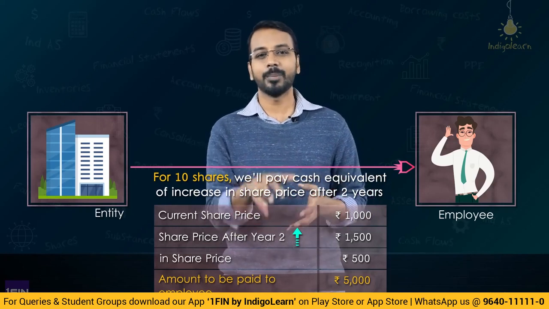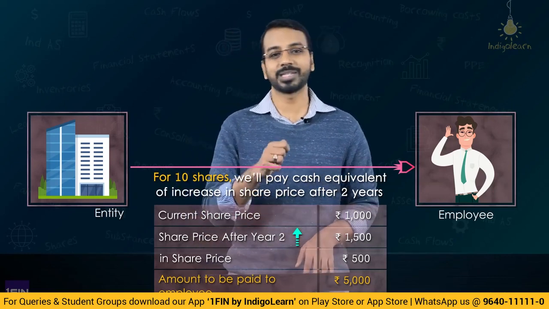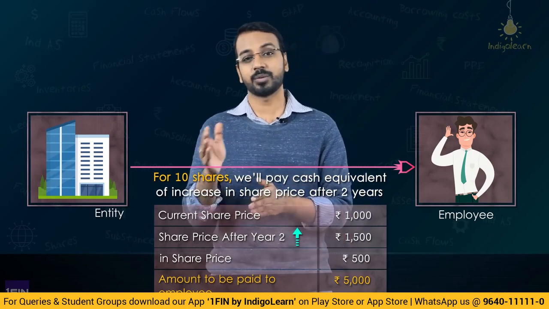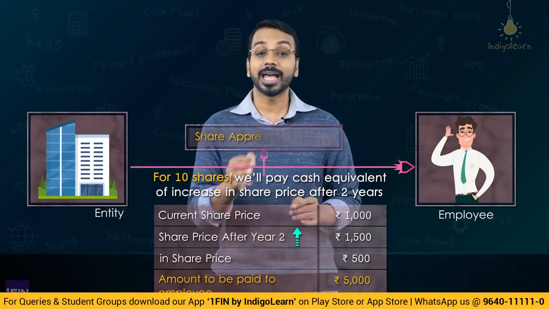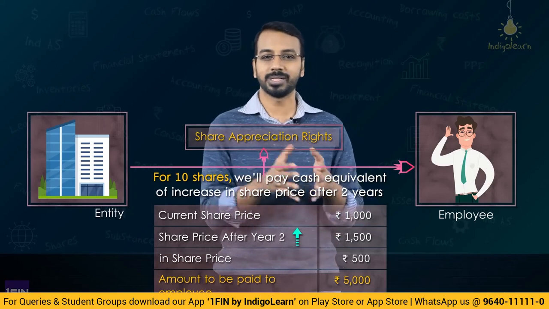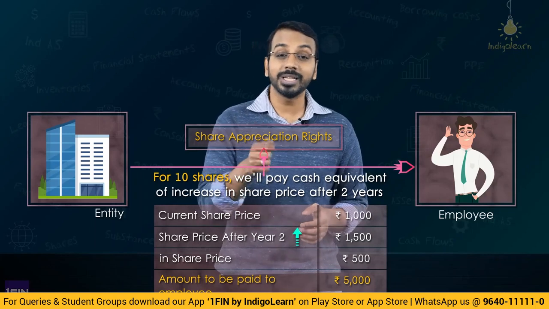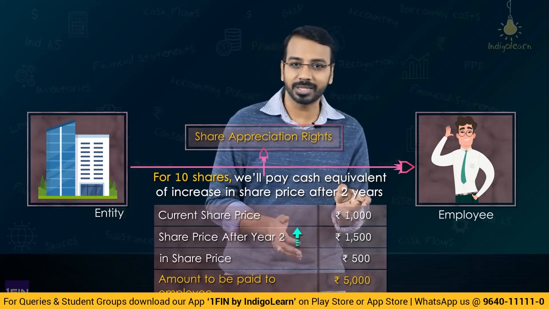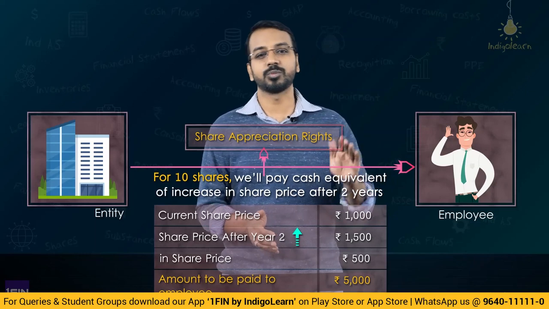Now, in this case, the employee does not take any shares. The employee need not buy any shares. Just based on the growth of the share price of the company, the employee gets some kind of benefit. The price increases from 1000 to 1500, and the employee gets 500 rupees per share. What are these called? These are called share appreciation rights or stock appreciation rights, where the employee has a right on the appreciation of the share price. From 1000 it went to 1500, so 500 is the appreciation. The employee is entitled to 500 rupees per share. For 10 shares it comes to 5000.